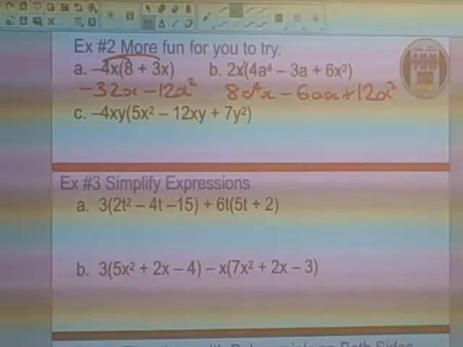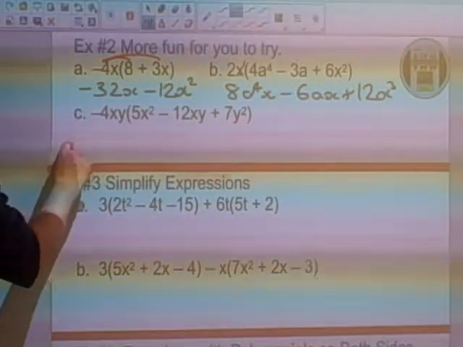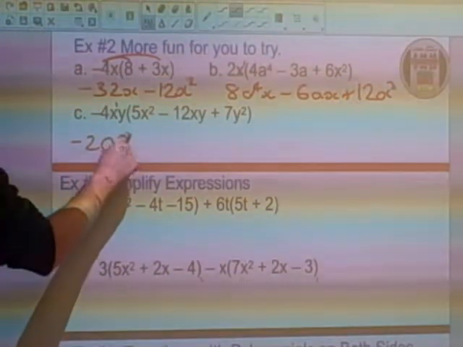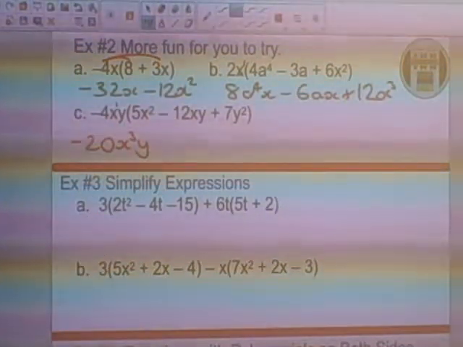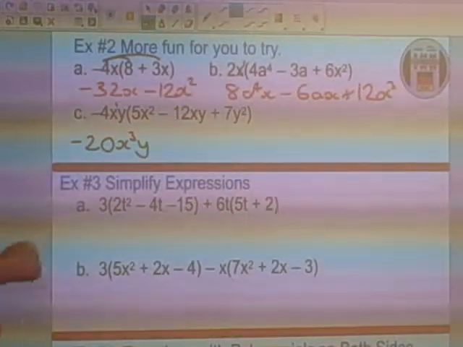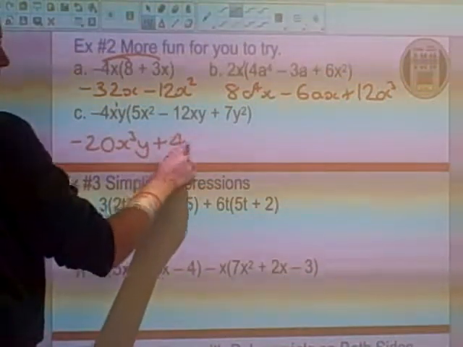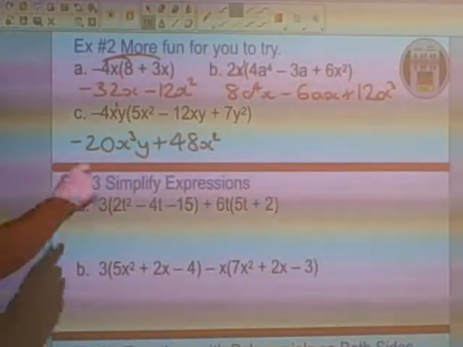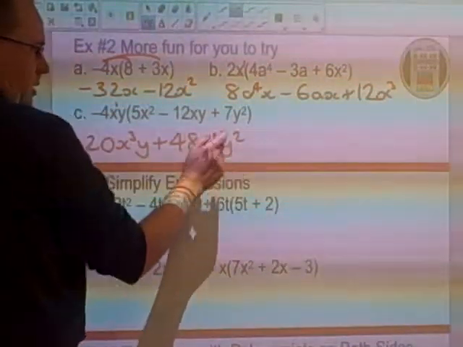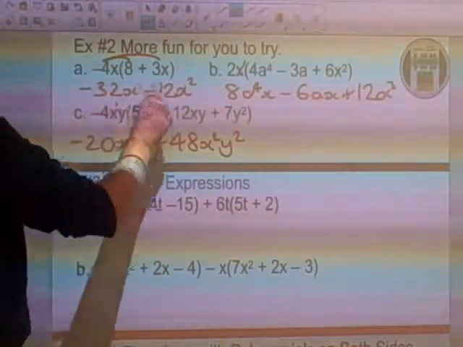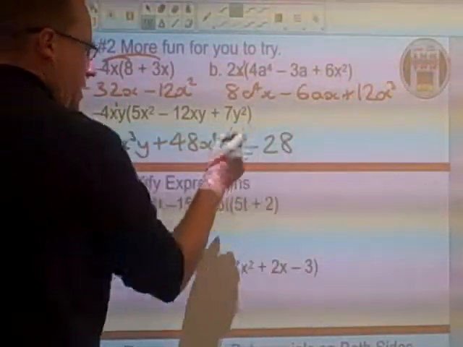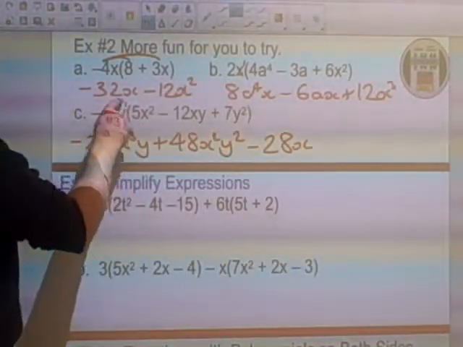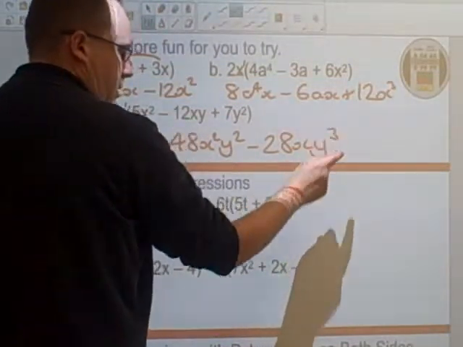And then our last question in exercise 2. Negative 4 times 5 is negative 20. X times x squared, 1 and 2 gives me x to the 3. And then we've got a y at the end, just making sure I put the x and y in alphabetical order. Negative 4 times negative 12. X to the 1 times x to the 1 is x to the 2, add the exponents, and y to the 1 and y to the 1 is also y to the 2. And for our last term, negative 4 times positive 7 is negative 28. X goes first, because this is alphabetical order, and then y times y squared, 1 and 2, add the exponents together, y to the 3.